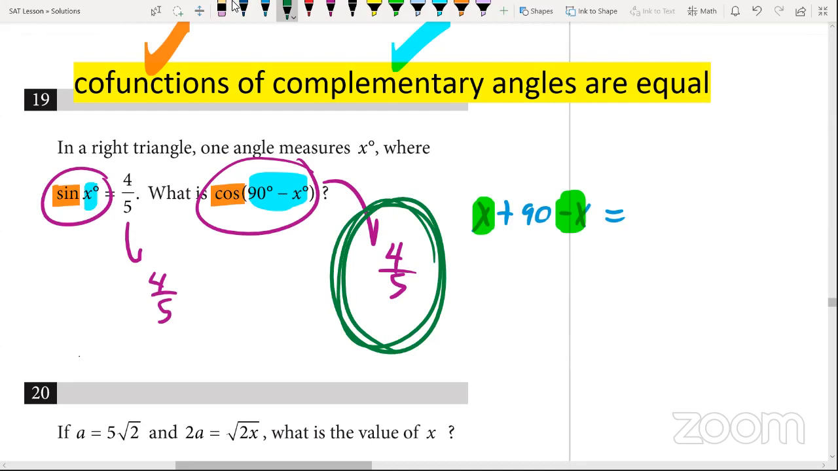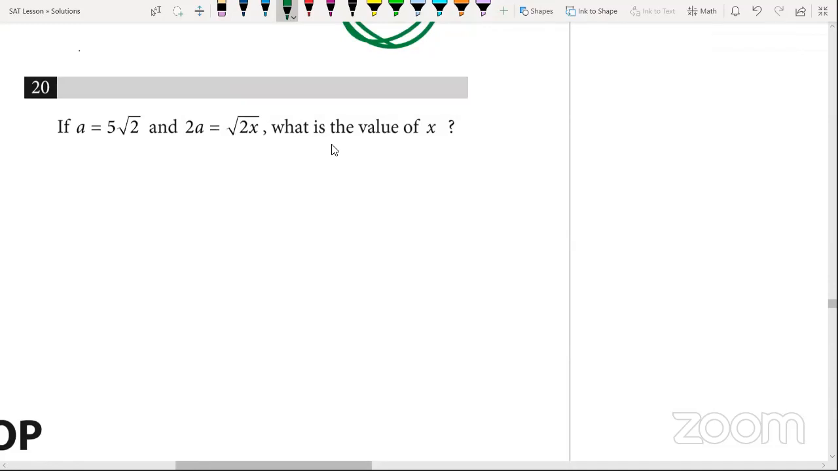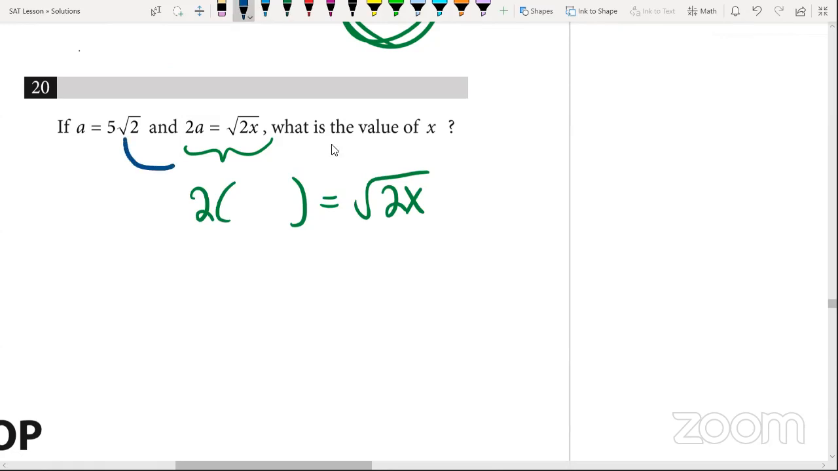So although there's a good amount of writing on the screen, if you're someone who knows this concept, you could just get the answer without doing any real calculation. And so by our definition, this is a great question. Going over to number 20 now, a is 5√2, 2a is root 2x. Let's start with the bigger one so we can substitute in a. 2a equals root 2x. I left the a blank because we know that a is 5 radical 2, so we want to substitute it right in there.